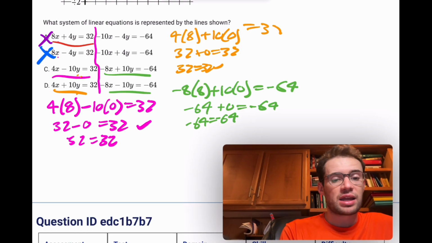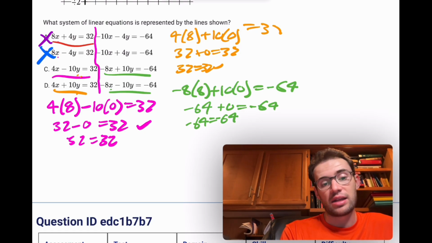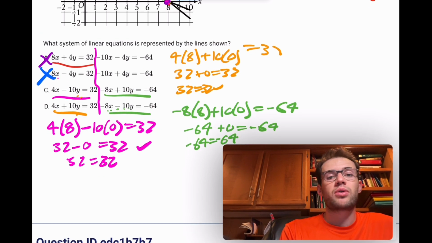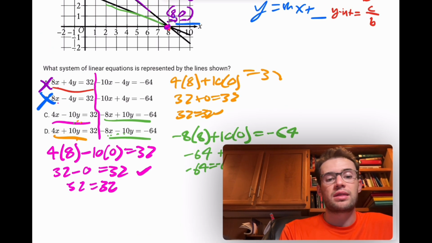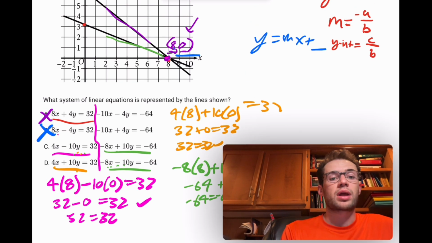Because if we do the same thing down here with negative 8 times 8, that's negative 64, minus 10 times 0, that's also going to be negative 64 equals negative 64. So using this point 8 comma 0, we can't rule out the first or the second equation in C or D. So we know it's going to be either C or D, but we're going to have to use another point.